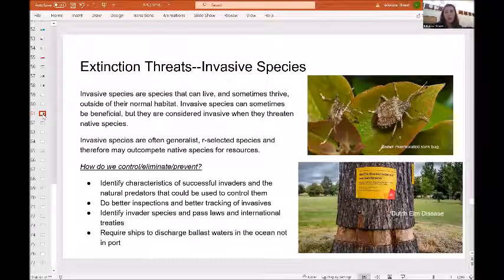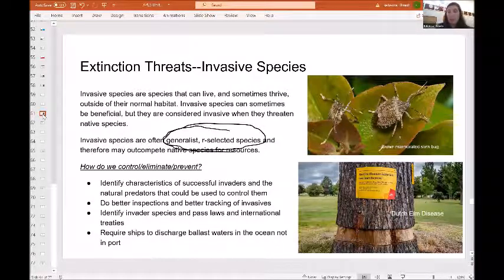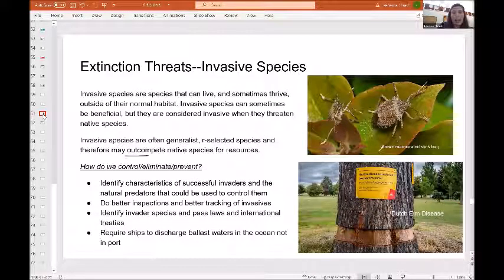All right. Last threat that I want to talk about for extinction is invasive species. So invasive species, I've mentioned this before, tend to be generalist species, meaning they can thrive in a variety of different ecological niches. They mature and they reproduce very quickly. And this allows them to really take hold in a new environment and outcompete native species for resources.